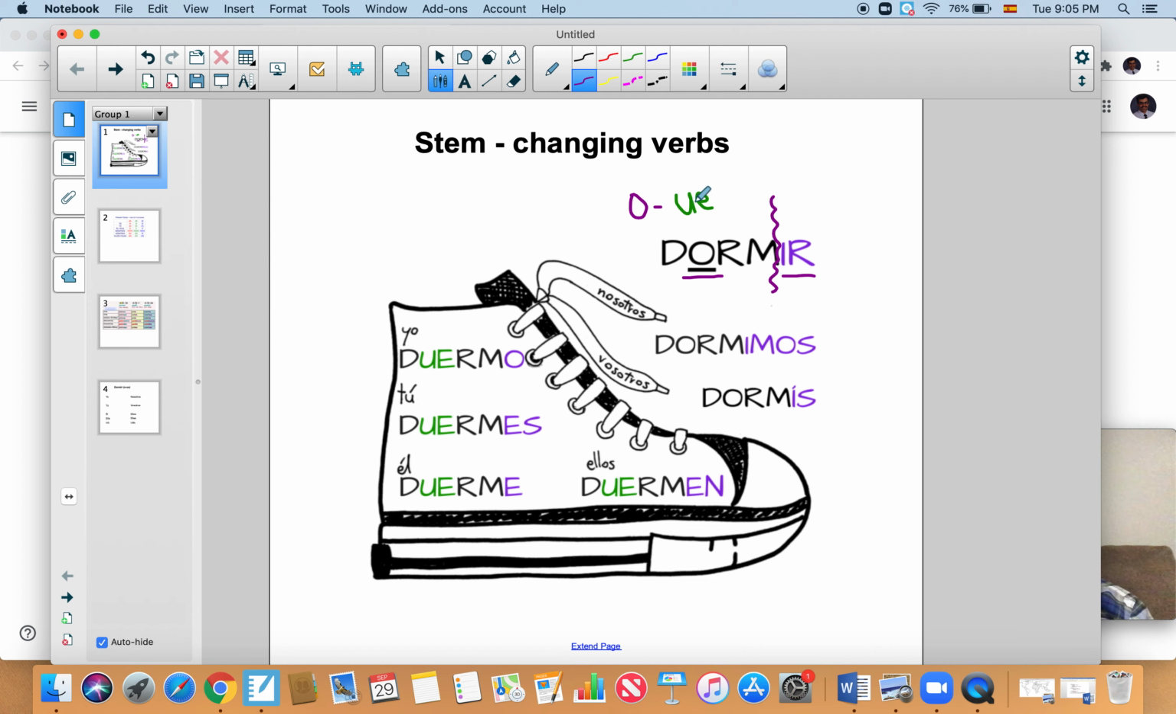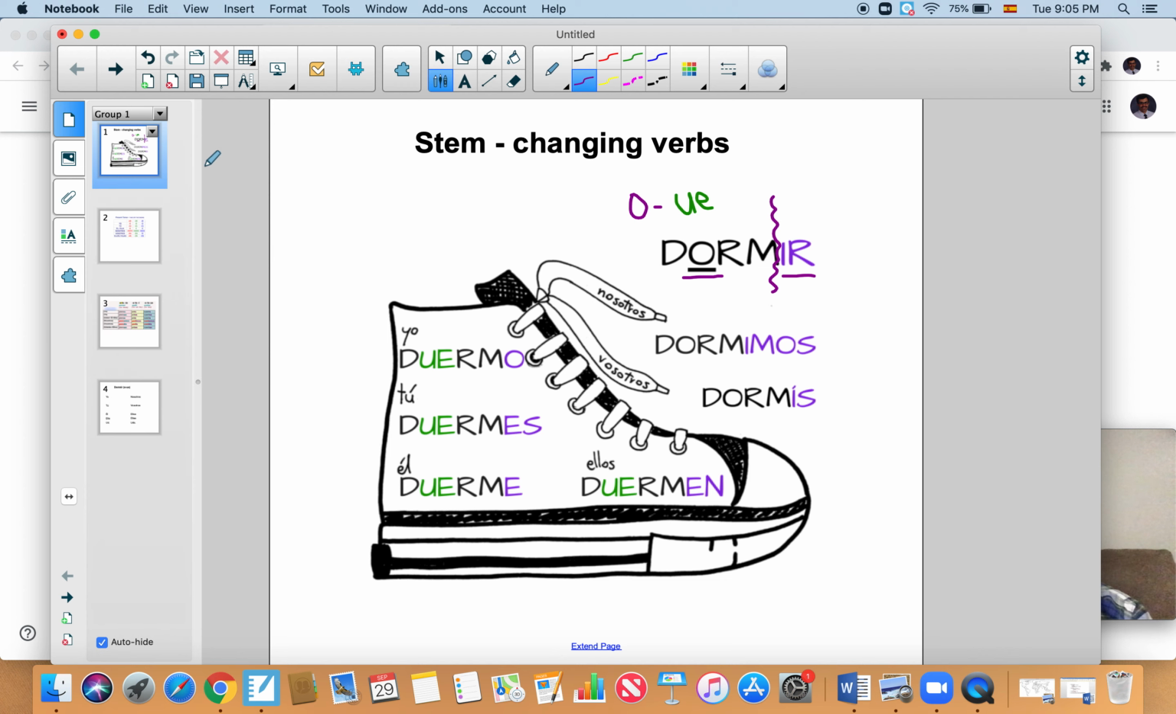The letter O changes to a UE, right? So you don't say yo dormo, right? You say yo duermo. Tú duermes. Él, ella, usted duerme. Ellos, ellas, ustedes duermen. But remember, when you're outside of the boot shape, hence the nosotros and vosotros conjugations, you do not apply the stem change. And that's why we call these verbs boot verbs.